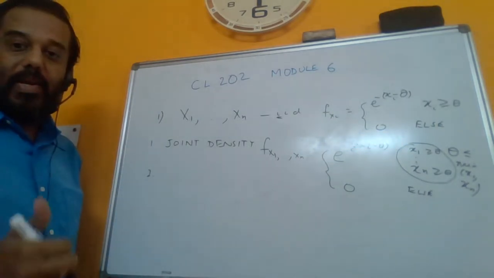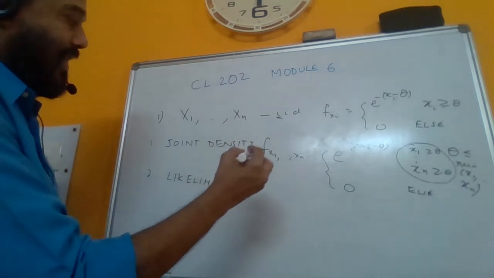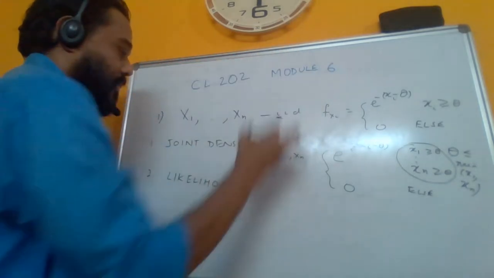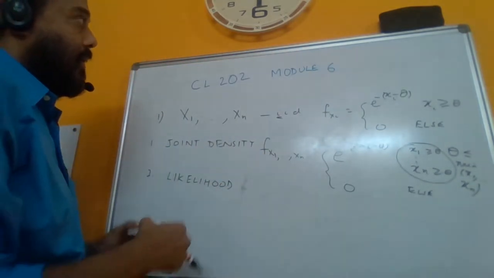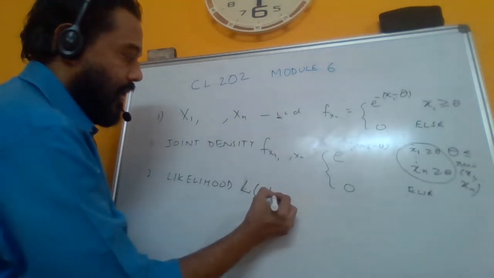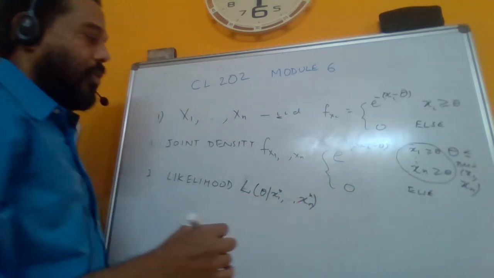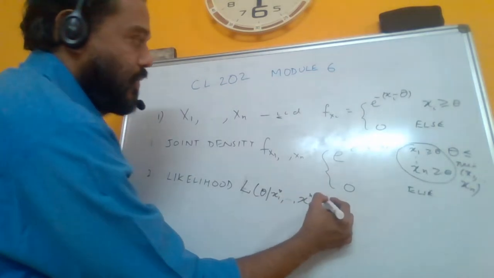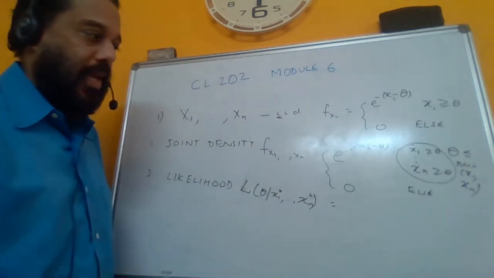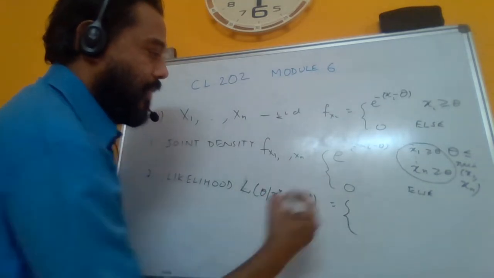The second step was to find the likelihood function. So if you write down the likelihood, I had written it like this. In this case, it would be L of theta given x1 equal to its realization. I had used the notation x1 is equal to x1 star, x2 is equal to x2 star, and so on. So this becomes simply the same function with xi replaced with xi star, the numerical value. So I'll just skip writing that.